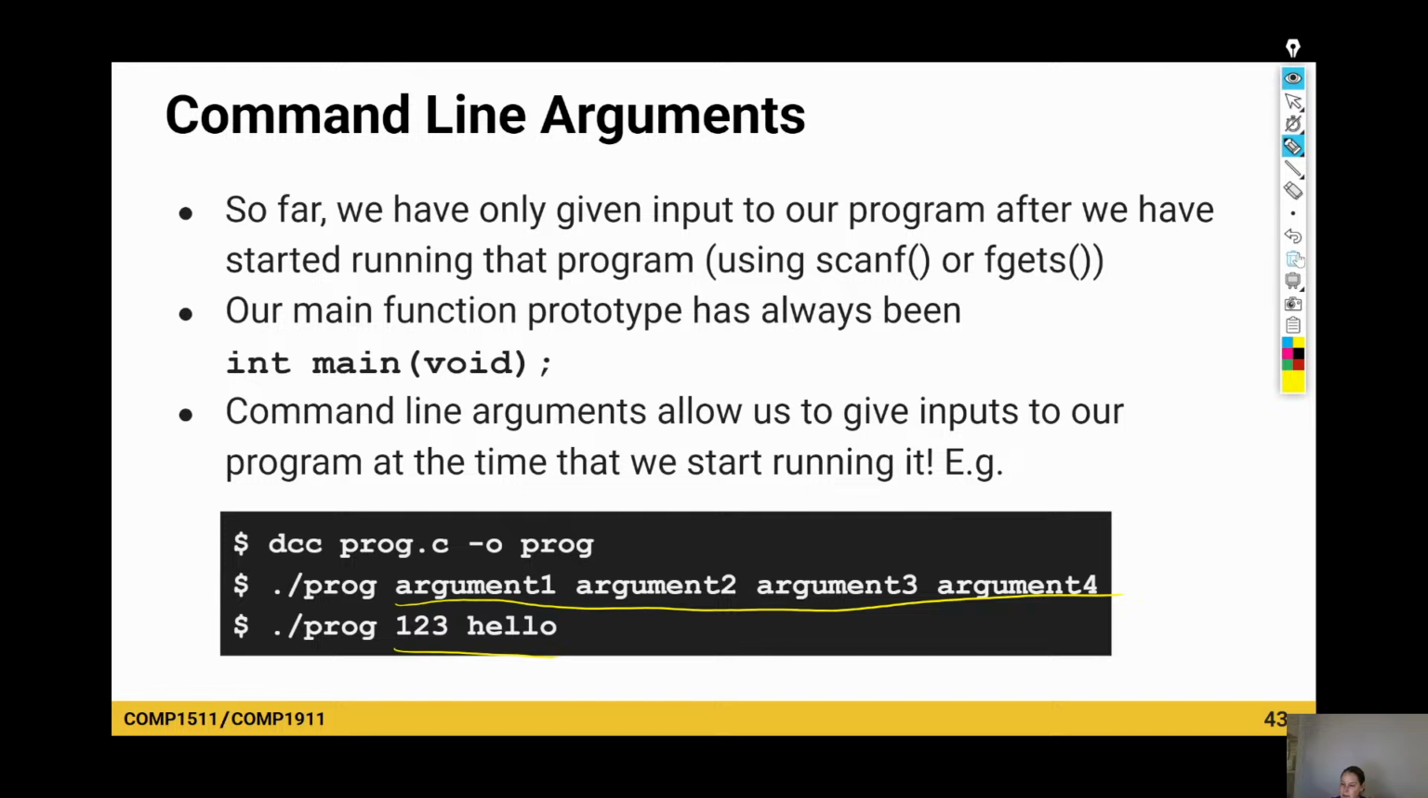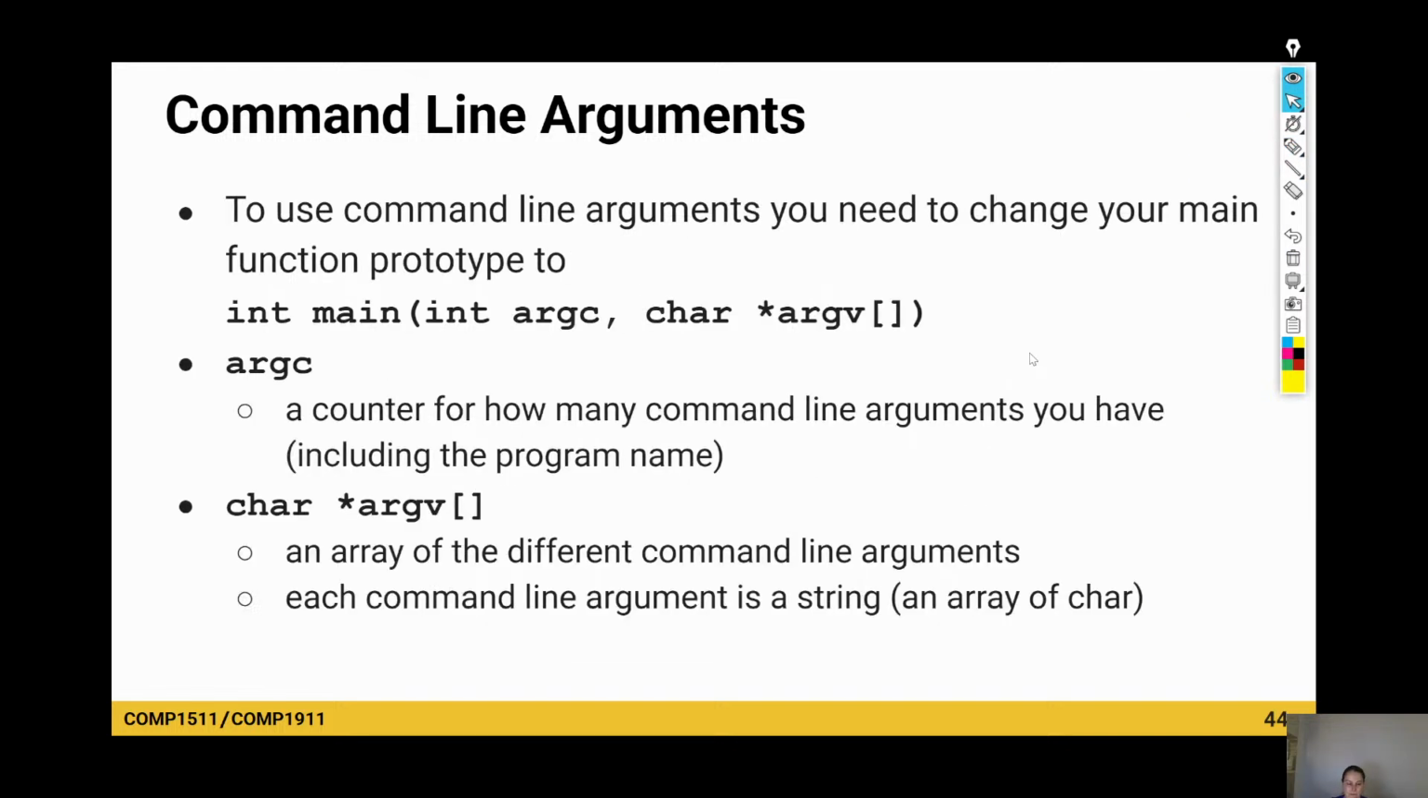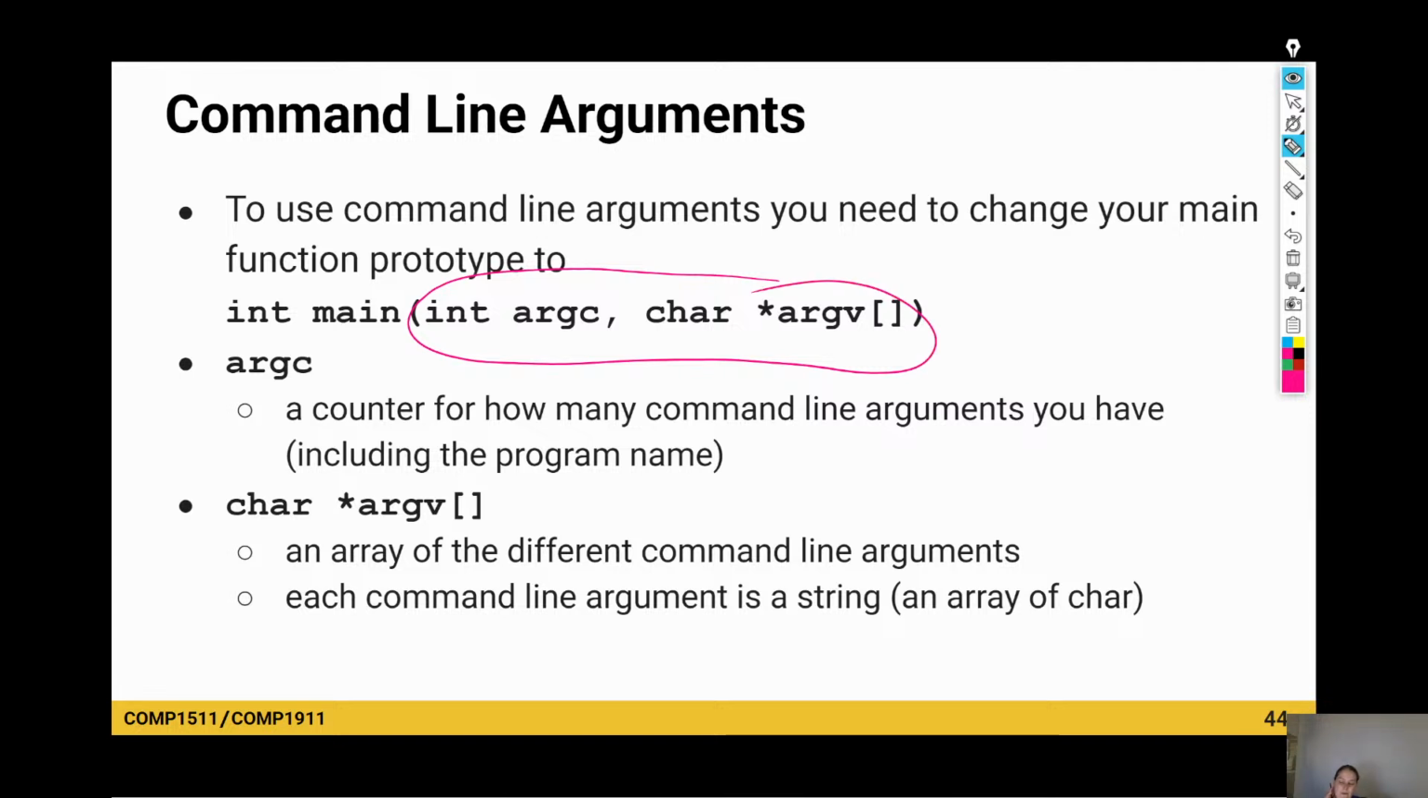So how do we do it in C? Suddenly we have a much fancier looking main function. If we want to use command line arguments, we have to get rid of that void and put this stuff in here. This looks a bit scary probably. Int, I'm sure you're happy with int. This stands for arg counter, argc. This is telling us how many command line arguments you're given.